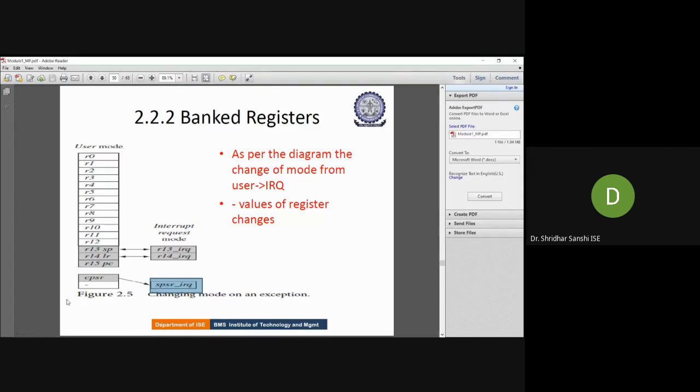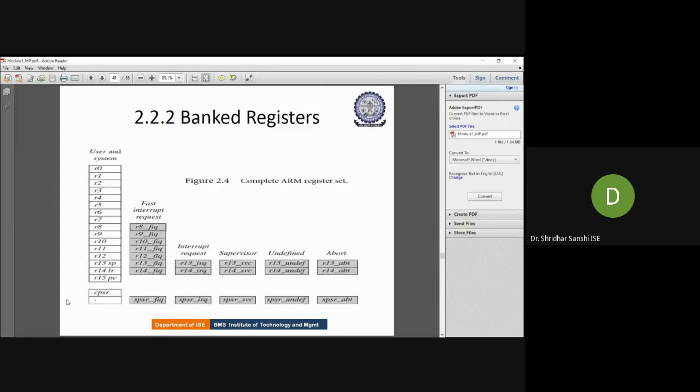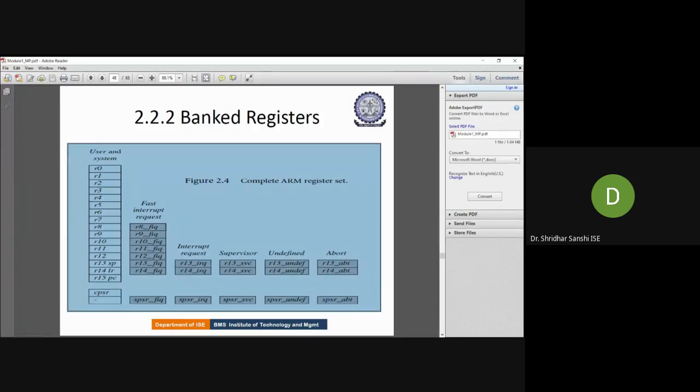For that particular purpose we use these registers. You can see that there is no SPSR register for user mode, right? It is only available for other modes, because the user state has to be restored. So whenever the user mode is changed to the fast interrupt request mode, whatever the data of CPSR is moved to the SPSR FIQ.